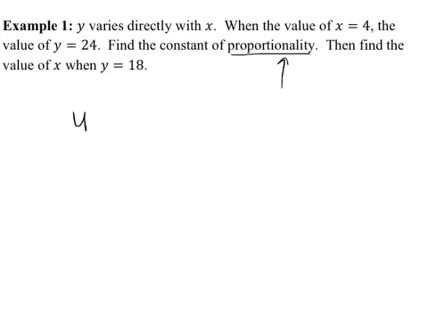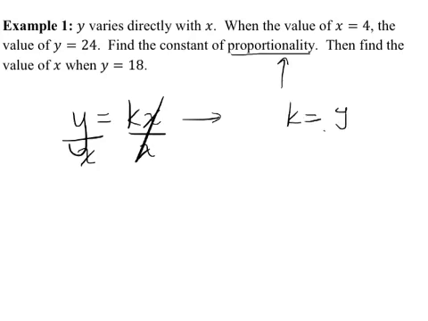So we have y varies directly with x. We know that when the value of x is 4, the value of y is 24. Find the constant, so we're finding k. Let's solve this for k. Divide by x, and we get k is equal to y over x. So the constant of proportionality, or constant of variation, is simply going to be 24 over 4, which is 6.